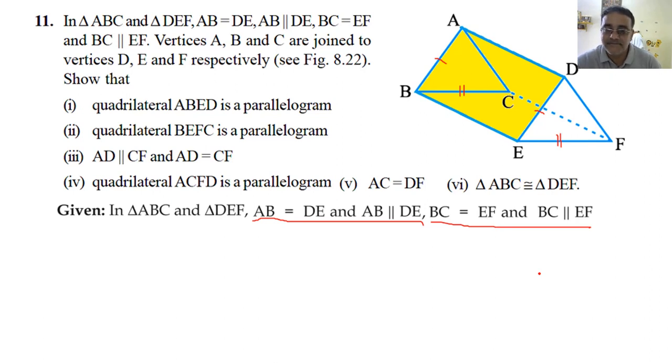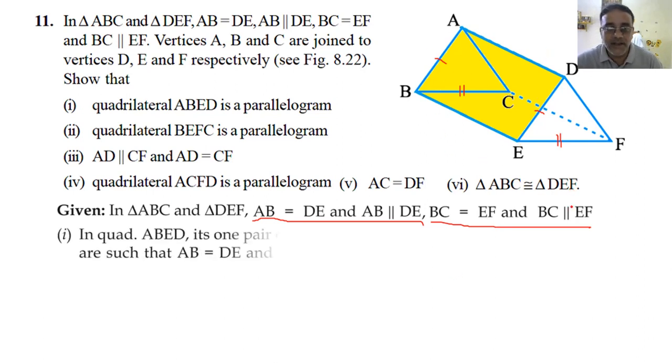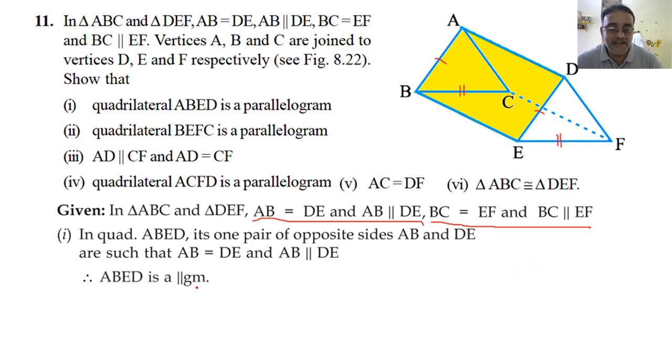A quadrilateral is a parallelogram if a pair of opposite sides is equal and parallel. Very good. So one pair, not both pairs. That is why in the sentence it is written a pair. So AB is parallel to DE and AB is equal to DE. We can write that ABED is a parallelogram. So the first bit is over.